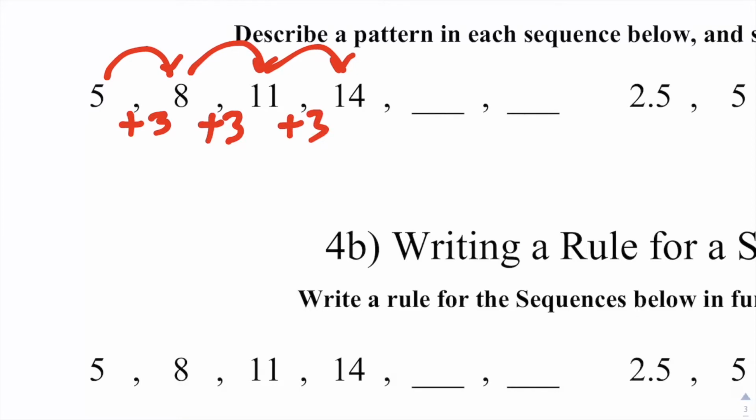So that means if 14 is this term, that means if between each term we're adding 3, then if we added 3 to 14, plus 3 would give us 17, and then plus 3 would give us 20. So those are our next two terms.